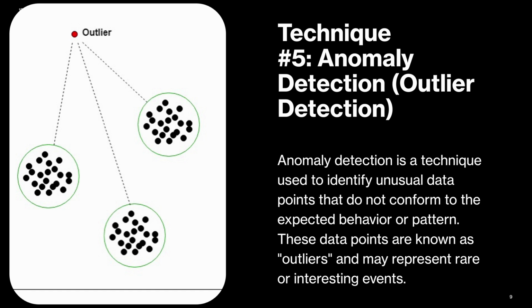Some examples are fraud detection in banking, such as identifying unusual transactions, intrusion detection in network security, like detecting unusual network activity, and quality control in manufacturing, such as detecting defective items. Next, moving on, we'll be speaking about how these steps are broken down one by one in data mining. Thank you.